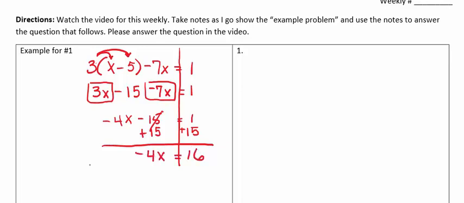And finally, is there something that is attached to the variable? Yes, it's negative 4. It's attached with multiplication, so we will use division. And so that will give us x equals negative 4. Okay, please stay tuned for question number 1.